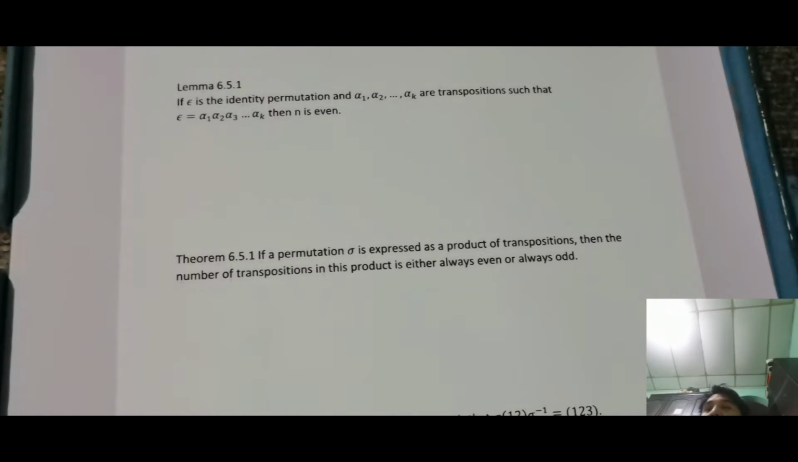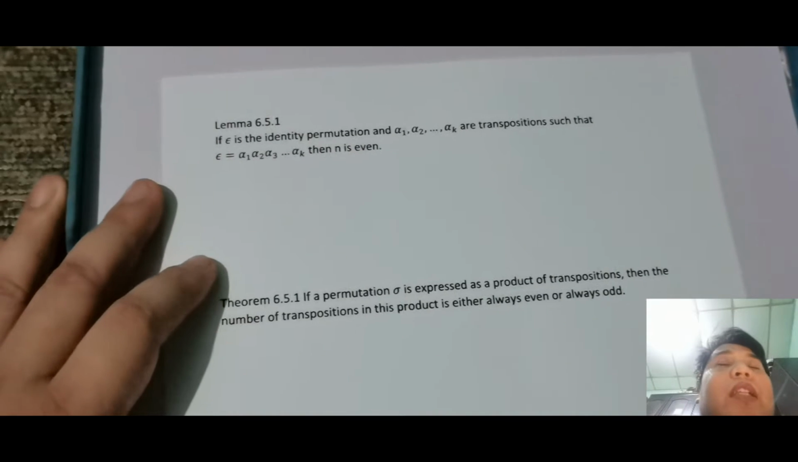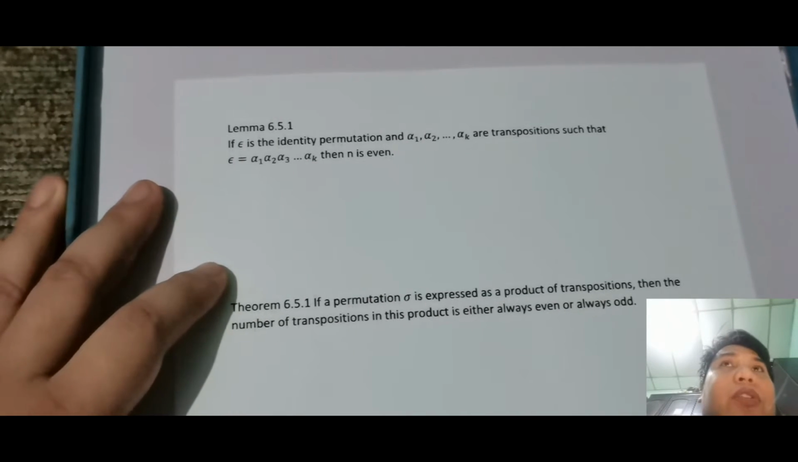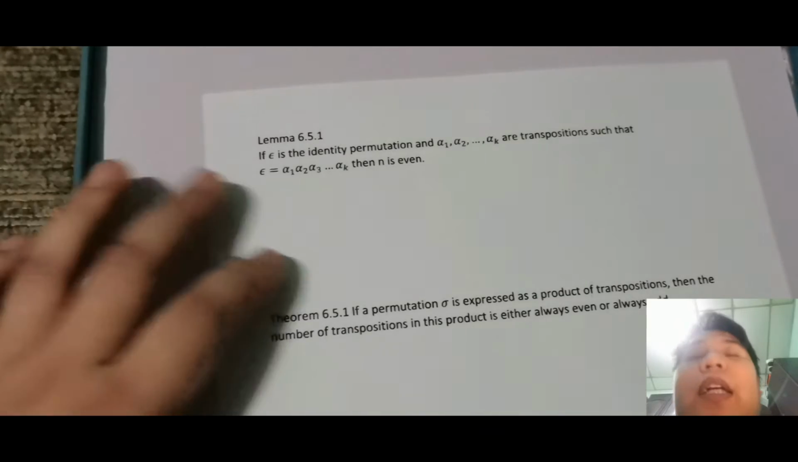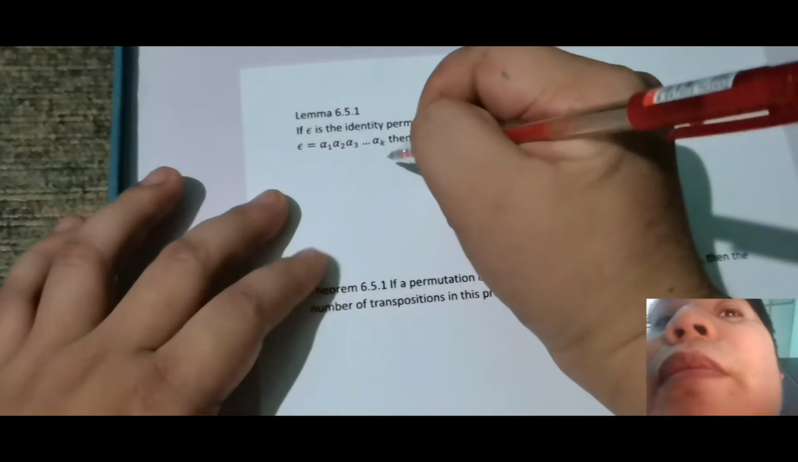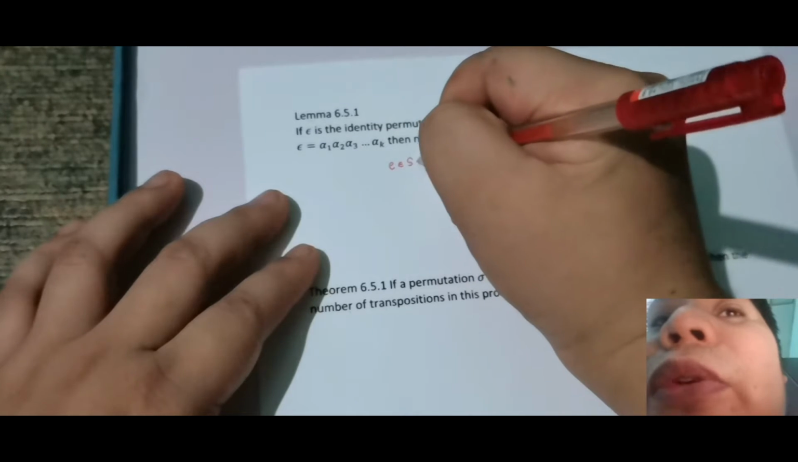Okay, so kailan natin masasabi na si epsilon or si identity element is odd or even? Ang sagot is lemma 6.5.1. Lahat ng identity permutation natin is even. Again, lahat ng identity permutation natin is even. So for example, we have epsilon or E na element ng S4.